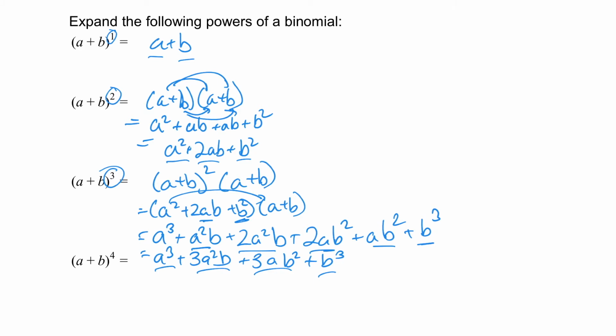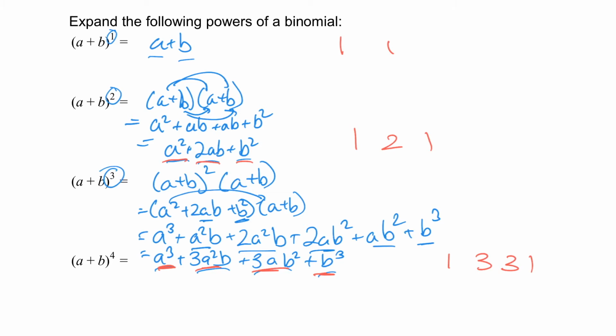So I'm actually going to write the coefficients. Here, the coefficients are 1 and 1, so that's really 1a and 1b. What are the coefficients of this term? Well, that's 1, 2, and 1. What are the coefficients of this polynomial over here? 1, 3, 3, 1.